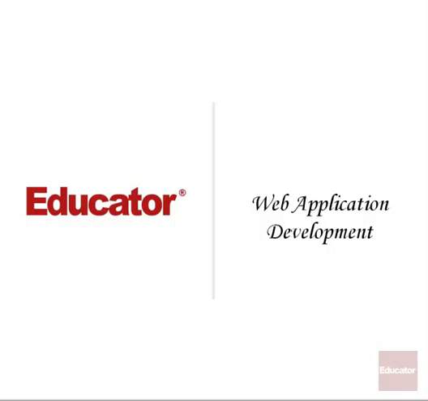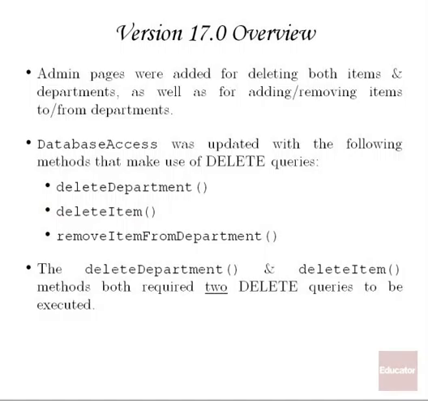In today's lesson, we're going to be continuing development of our web application, incorporating what we learned in our last lesson on delete queries. So today's lesson is going to cover a new version of the web application called 17.0. Basically, we're going to be updating our administrative interface so that we can delete both items and departments from the store, as well as add and remove items to and from different departments, particularly removing items from the departments.